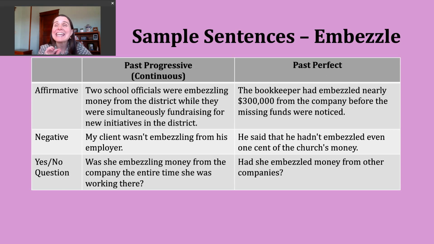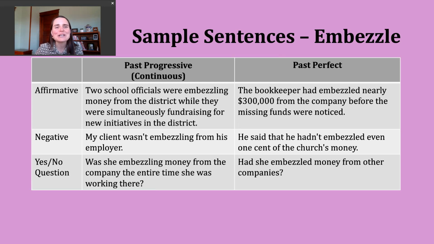Now, if you want to make a negative past progressive sentence, what you're going to do is start with your subject. Again, you'll use was or were, then not, and then the ing form of the verb. Here's another example. My client wasn't embezzling from his employer. Okay? This might be a sentence you hear a lawyer, an attorney say, my client. Right? Because like we said earlier, this is a crime. And many people do get arrested, serve time. They might even be required to pay things back, pay the money they have stolen back to the company.